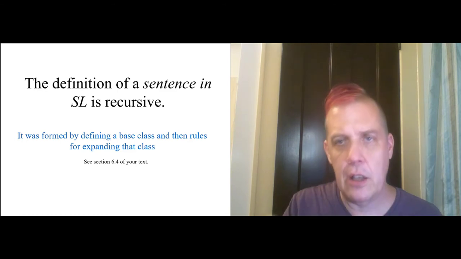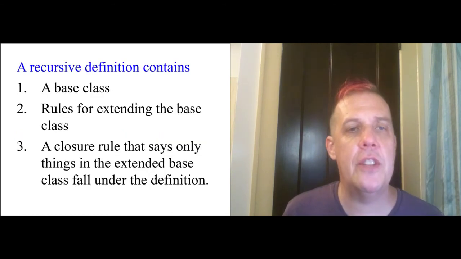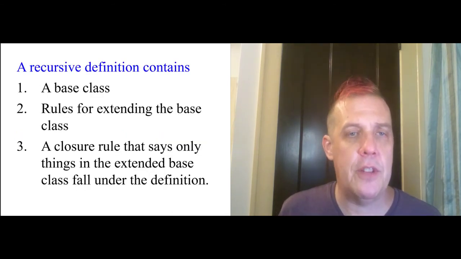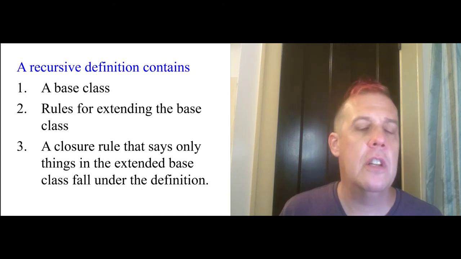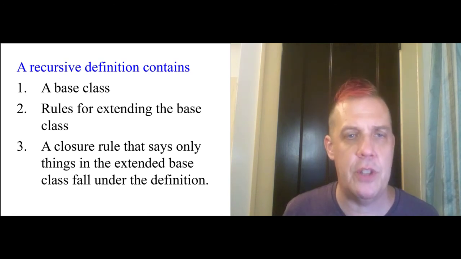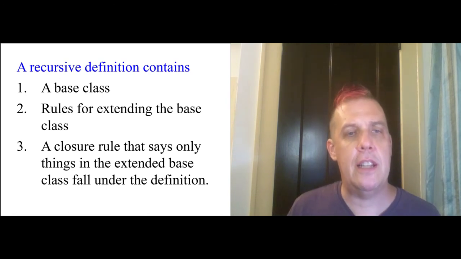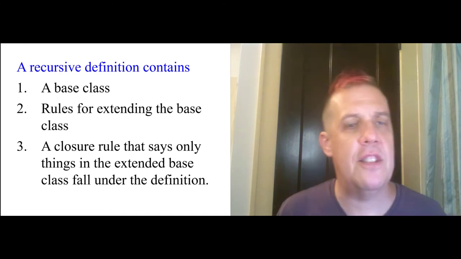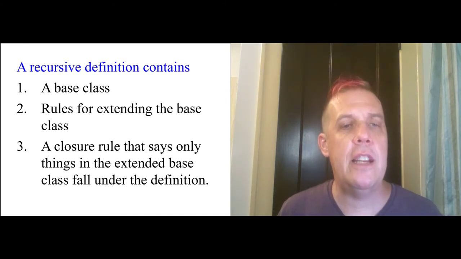So technically, a recursive definition has 3 elements. It has a base class. Everything in the base class is defined as part of the thing you are defining. So we say, in the case of a sentence in SL, any individual sentence letter is in our base class and counts as a sentence in SL.